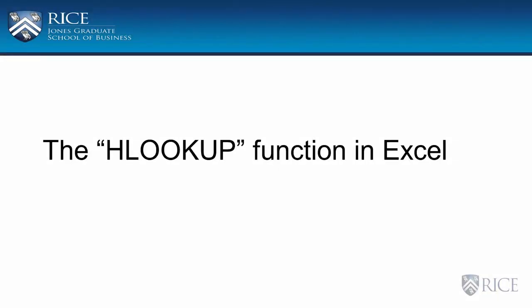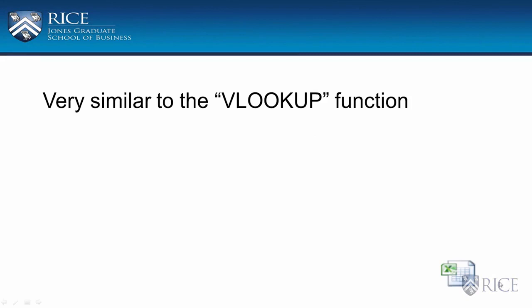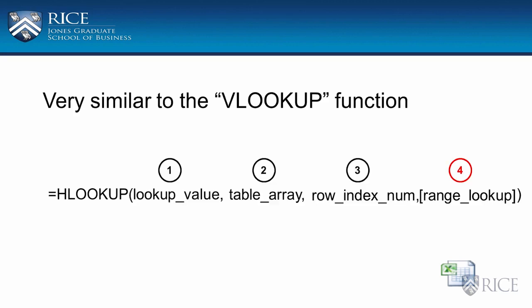The HLOOKUP function in Excel is very similar to the VLOOKUP function. The only difference is that the VLOOKUP looks up a table in a vertical manner, while an HLOOKUP looks up a table in a horizontal manner. The syntax is also very similar. The syntax of an HLOOKUP begins with equal to HLOOKUP, takes in 4 inputs, which are exactly the same as the VLOOKUP function. The only difference being that now instead of a column index number, we have a row index number, which indicates the number of the row which needs to be accessed in the lookup table.